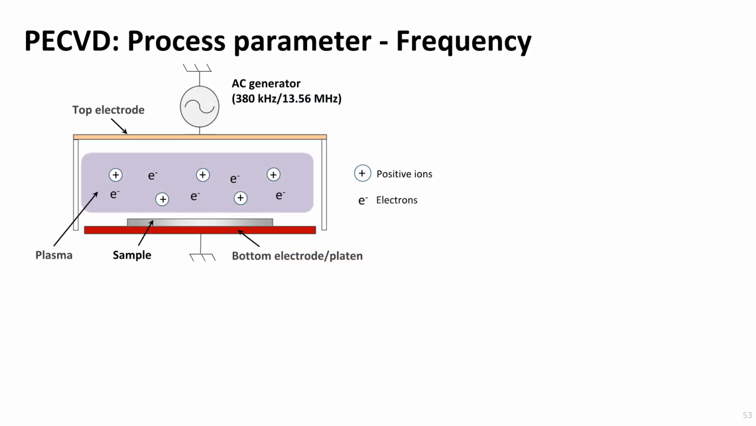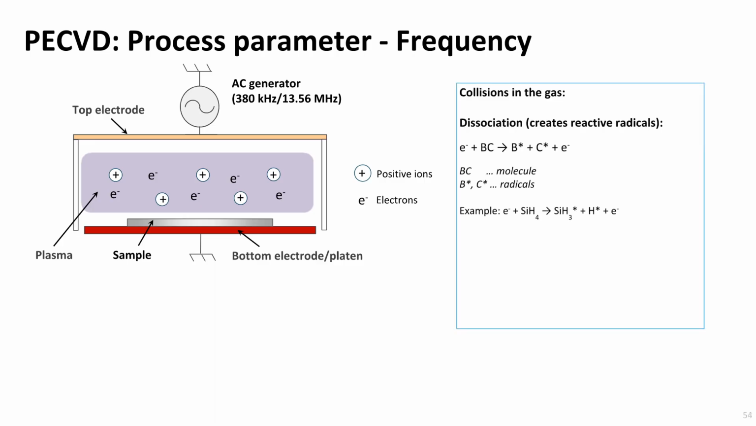Plasma consists of positively charged ions and negatively charged electrons. In the plasma, different types of collisions take place. Here we will only explain the two most important collision types for the PECVD process. More details about plasma and its properties are explained in the PVD lecture. The first is called dissociation. When a free electron collides with a molecule, that molecule splits up into two or more reactive components, called radicals. In the process, no additional electrons are released, which helps in maintaining the plasma.